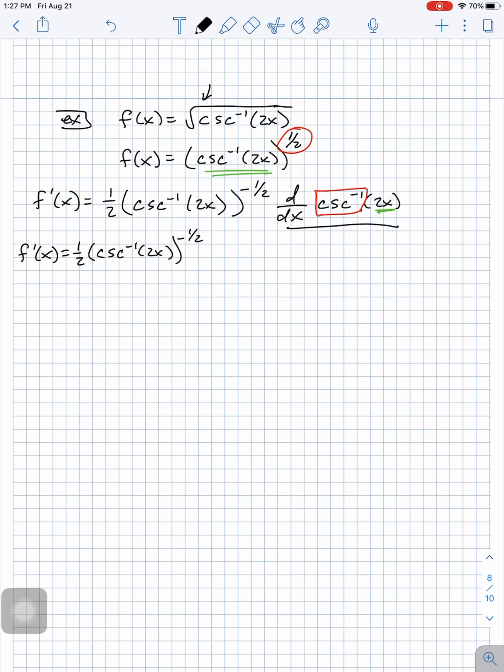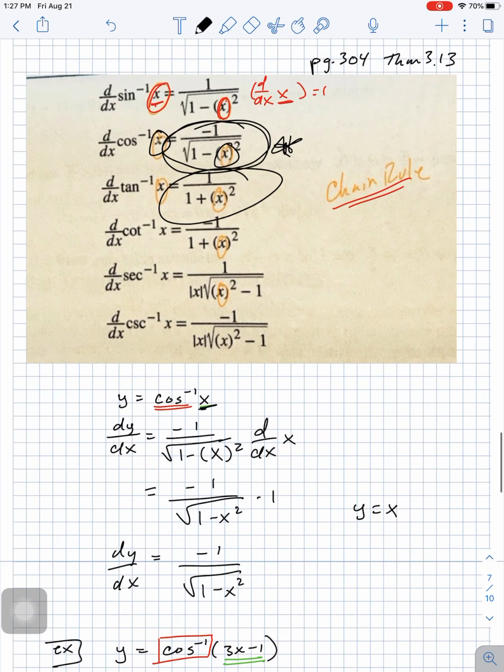Okay, derivative of the outside function. Okay, cosecant inverse. I go up to my table of formulas, and cosecant is this big mess. And it's got 2 places to plug in my inside function. So it's -1 over the absolute value of the stuff, okay, times the square root of the stuff squared minus 1.